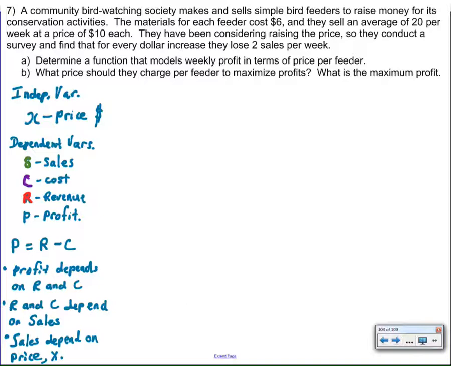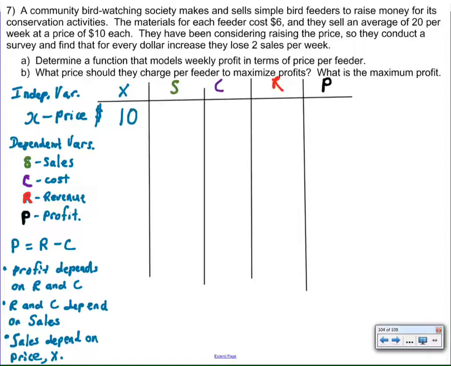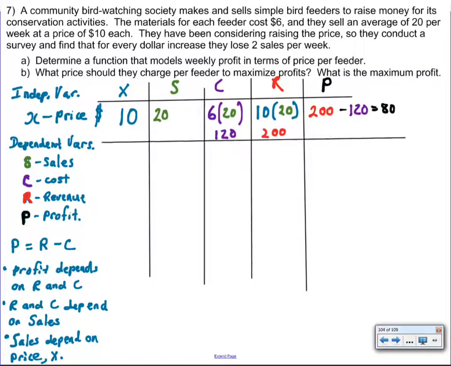First, a quick recap. What we established in class was that we can control the price, that's the independent variable, and sales, cost, revenue, and hence profit are all going to be dependent on whatever I set my price at. So what I was trying to do was to establish a connection between all of this stuff. For example, I learned that a $10 price will yield 20 sales, and that gives me $120 in costs and $200 in revenue for a total of $80 profit.